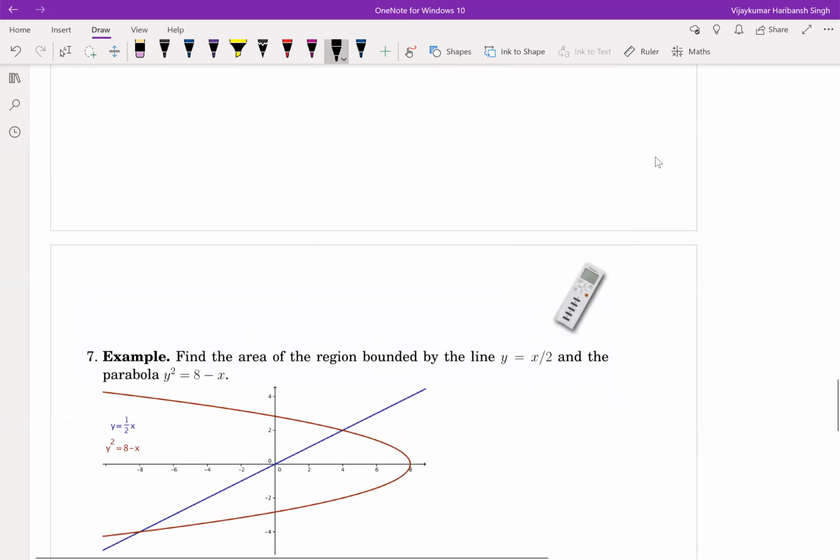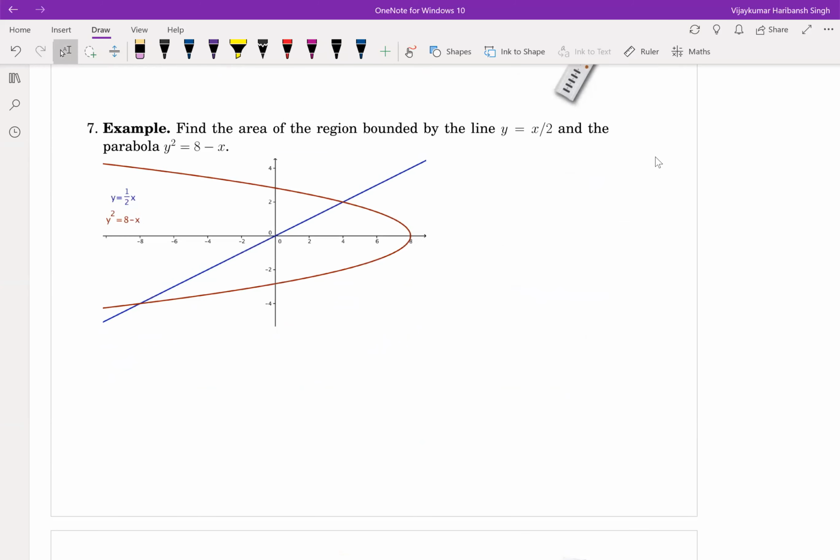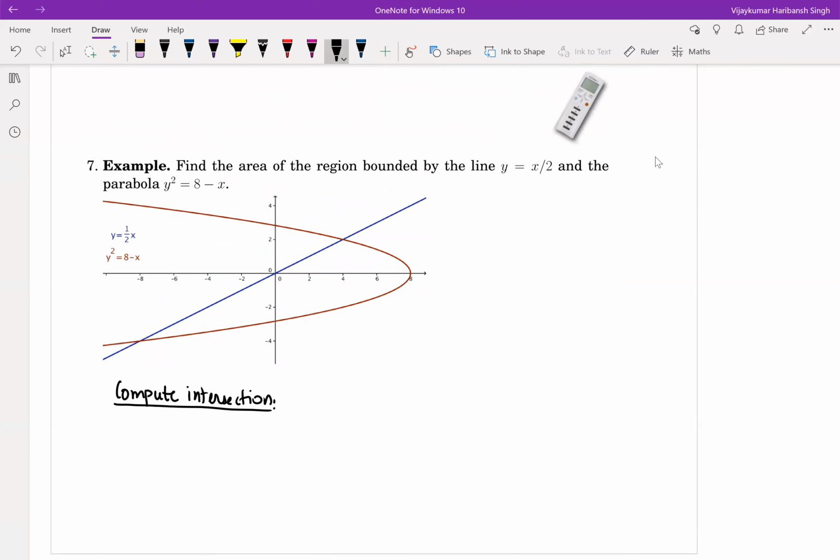So let's now do the problem we had early on. Find the area bounded by y equals x over 2 and y equals 8 minus x squared. Again, the first step is always to compute the intersection points, which can be found by just equating the values. It doesn't matter which value you equate, but in the end, you're looking for y values. So let's say we have 2y equals x, and then take this value and substitute it in the other one. So we get y squared equals 8 minus 2y.